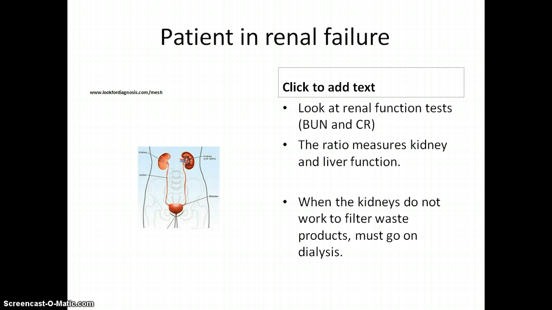When the kidneys do not work to filter the waste products, oftentimes your patients with chronic renal failure will go on dialysis 3 times a week, or we will look at what are some medications that we can give them, like a diuretic, to help eliminate some of that extra fluid from the body, because we can't have the toxins going around in the body causing a lot of damage, or soon it will be a whole systemic failure for the patient.